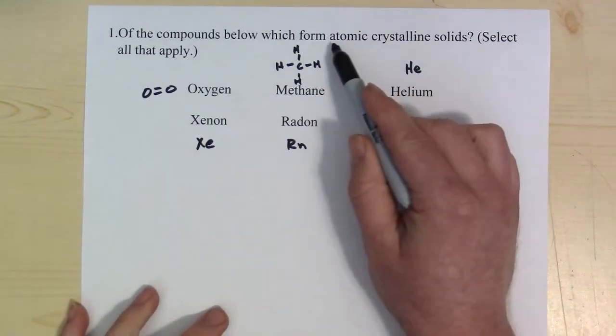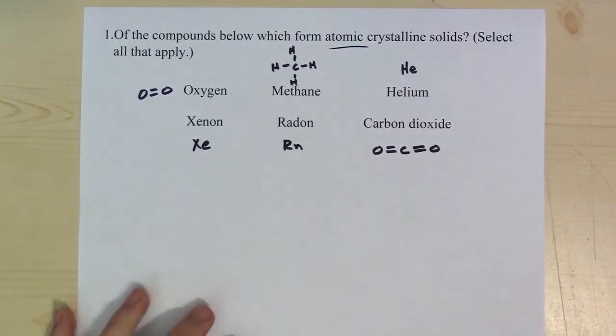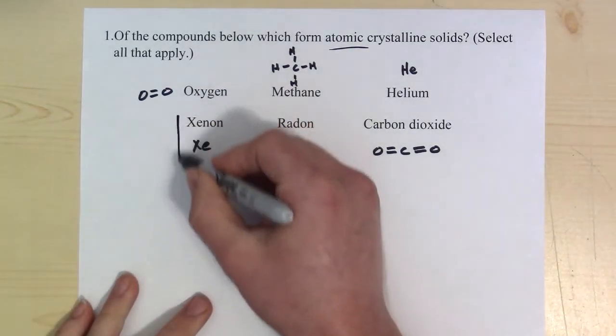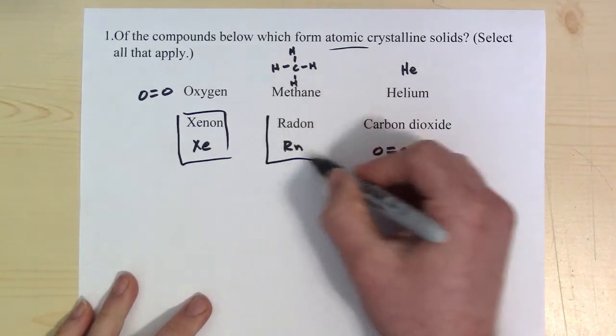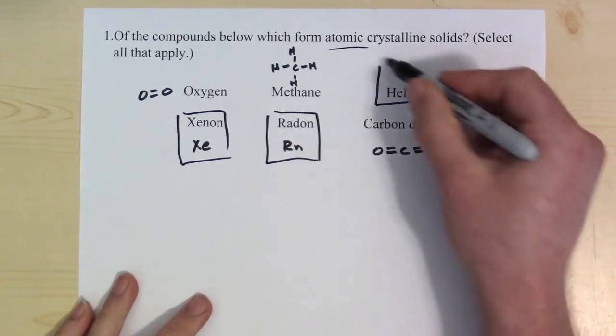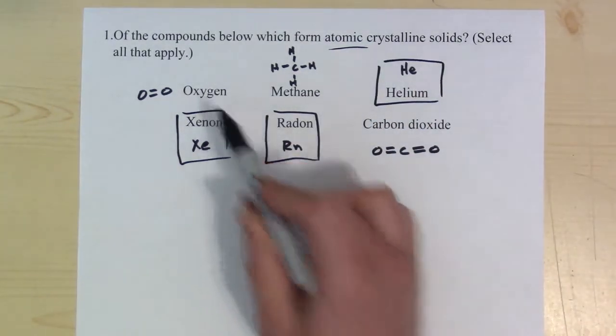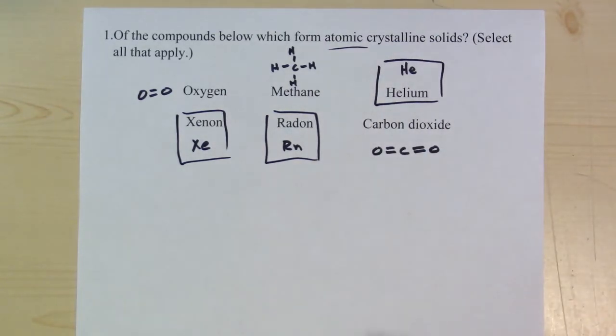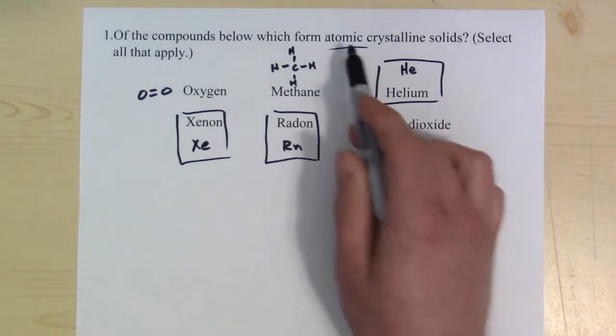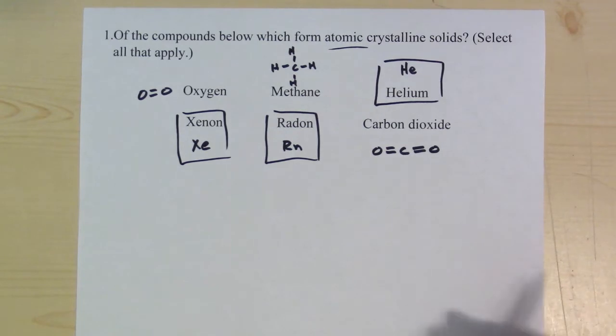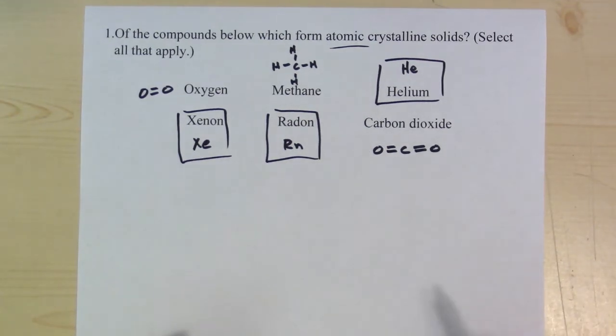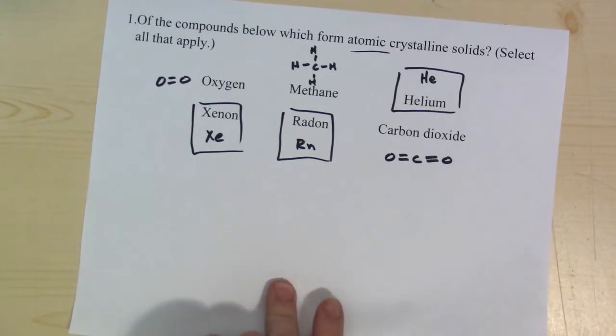So here we're looking for atomic crystalline solids, so those are going to be single atoms. So in that case, that is going to be xenon, radon, and helium, because oxygen, methane, and carbon dioxide all form molecules where we're looking for single atom crystalline solids. So again, xenon, radon, and helium is the answer for number 1.